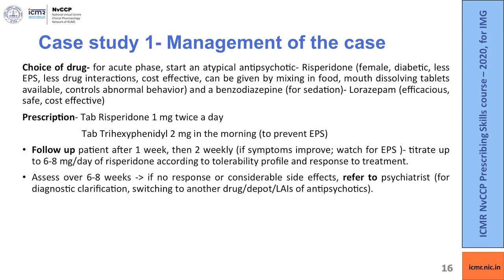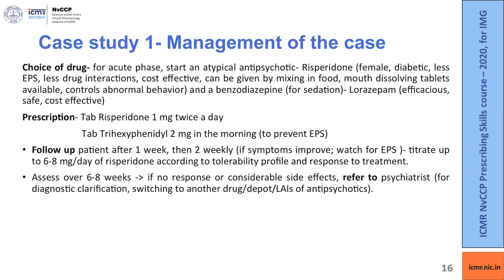Remember, the patient that we are trying to treat over here is a female who has diabetes, so we will prefer to use an atypical antipsychotic, that is risperidone. Why risperidone? Because it has fewer extrapyramidal manifestations, fewer drug interactions, is cost effective, and can be given mixed in food because it is available in the form of mouth dissolving tablets. It also controls abnormal behavior.